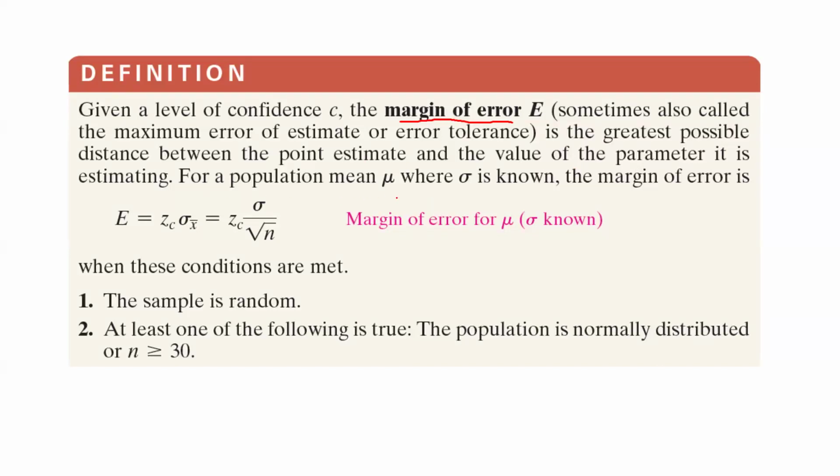For population mean, or mu, where sigma is known, the margin of error is E equals ZC times sigma divided by square root of n, where ZC is the critical value. What is sigma? Sigma is the population standard deviation. Make sure the conditions are met. First of all, the sample is definitely random, and either the population is normally distributed or you have at least 30 values in your collection.